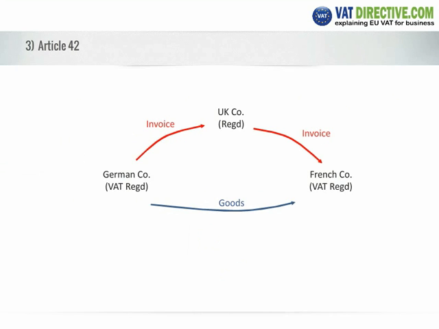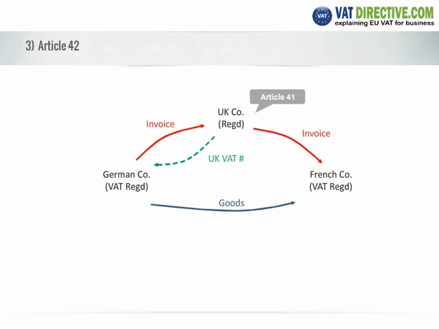Now this is what triangulation, the simplification, is all about. So under Article 42, we have the same three companies, German Co, UK Co, French Co. We have the UK company issuing a VAT number to the German company. That triggers the Article 41 liability.